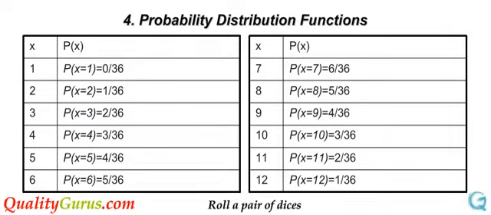Instead of 1 dice, this time let's roll a pair of dice. The sum of 2 numbers, and their probability is tabulated on this slide. For example, the probability of getting 1 on a pair of dice is 0 divided by 36, since it is not possible to get the sum as 1 when we roll 2 dice. On the next slide, we will show this data in the form of a discrete probability distribution.